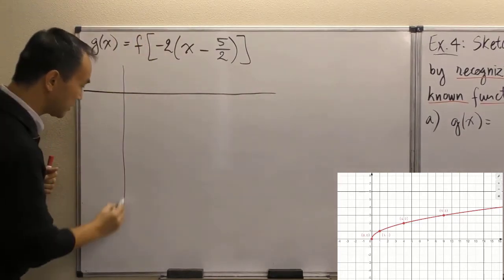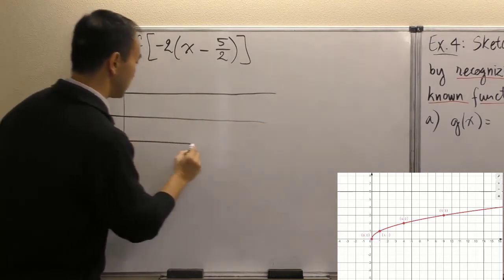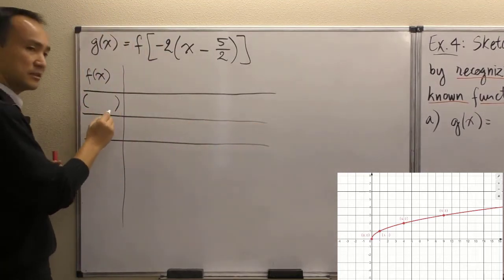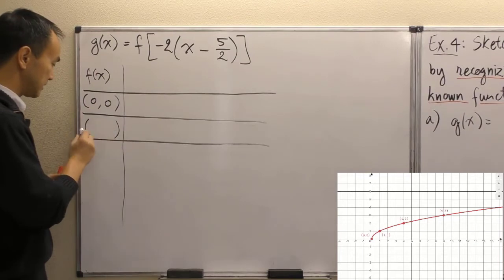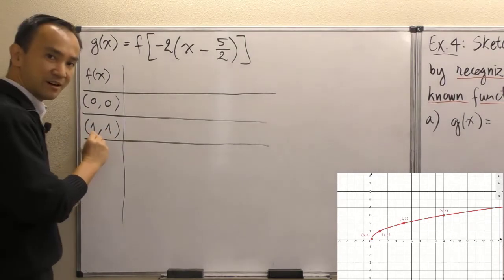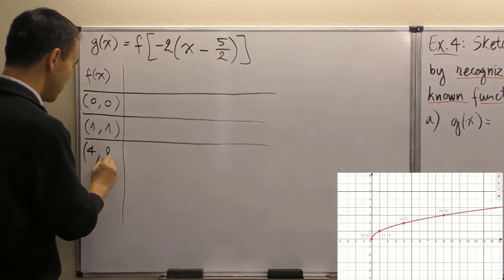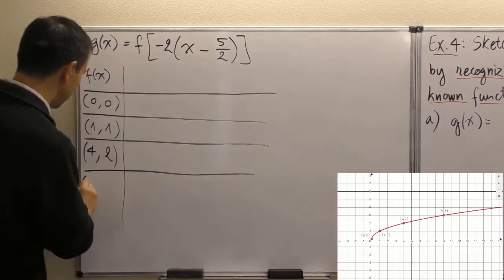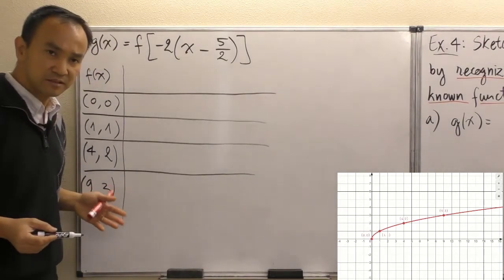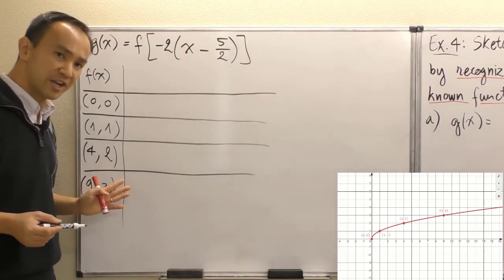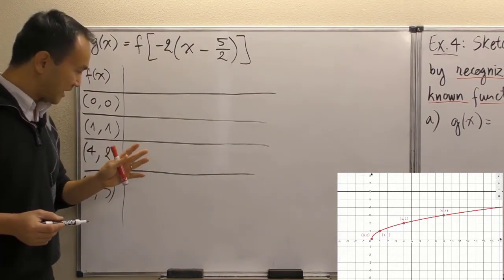The very first column of our table is going to list all the guiding points on the original parent function. The first point I spotted on the graph is 0, 0. The next point is 1, 1. The next point is 4, 2, and the next point further out is 9, 3. The idea of a guiding point is just any of those points where it stays right on the grid, and they are useful for defining the shape of the graph.